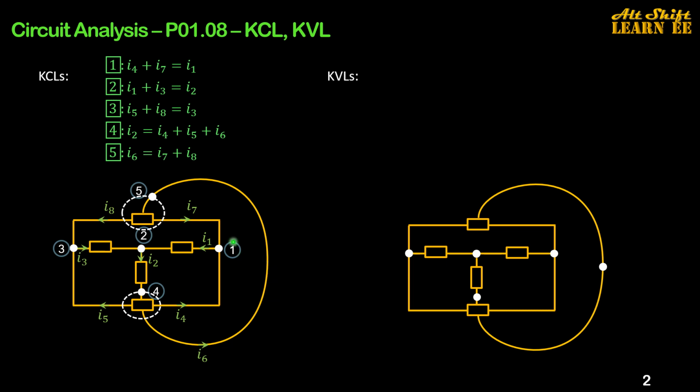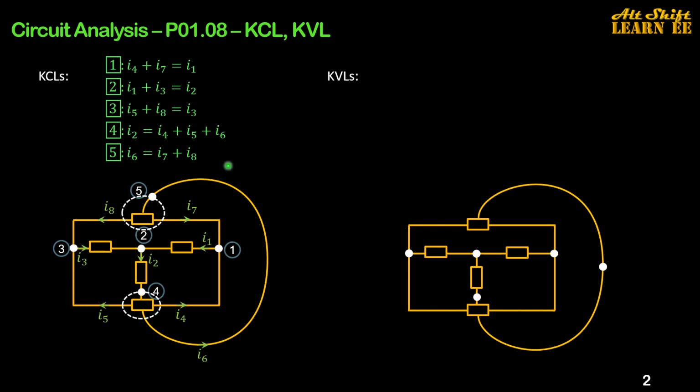So for node 1, the sum of all currents entering the node, which are I4 and I7, equals the current leaving the node, which is I1. For node 2, again, I1 and I3 enter the node, and I2 exits the node. For node 3, I can write the same. For this super node here, the current entering the node is I2, and the currents leaving the node are I5, I4, I5, and I6.